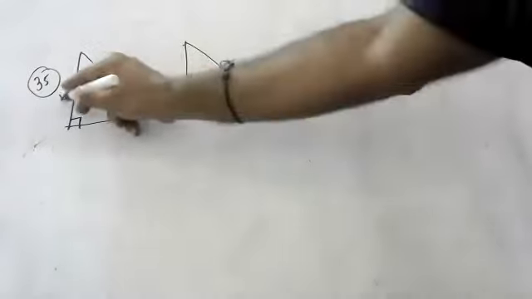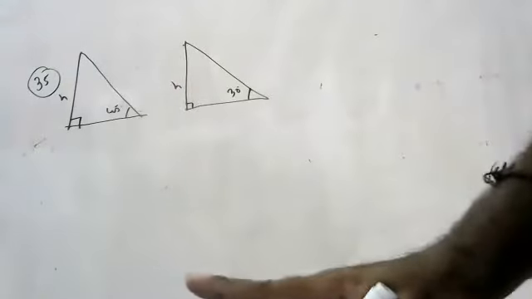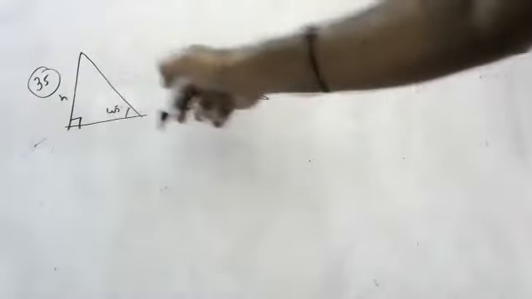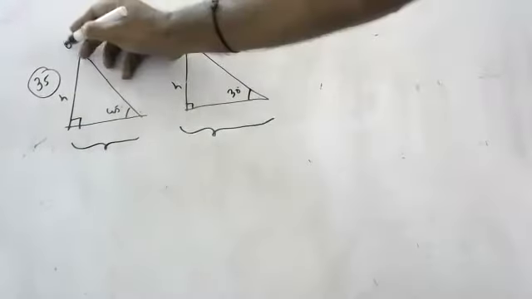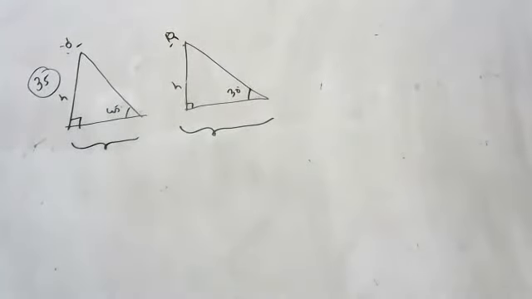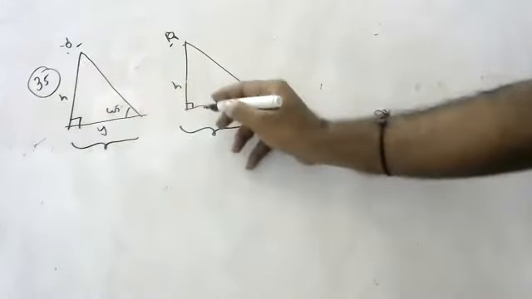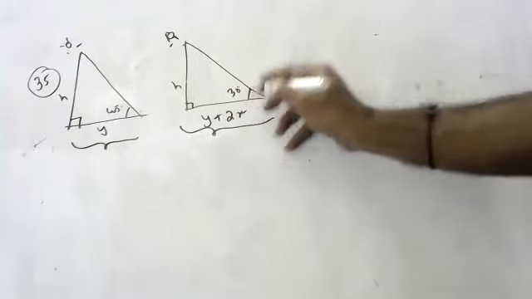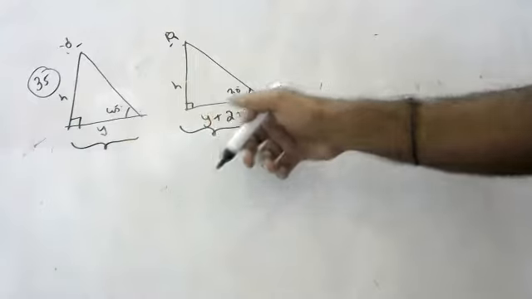Why I am drawing different figures is so that you should not get confused. See here, the length of the shadow of the tower. This is the tower. This is the length of the shadow of the tower, because of the sun. Shadow will fall down only, no? The shadow is 2x meters longer. Suppose this is y here, then here it is y plus 2x.